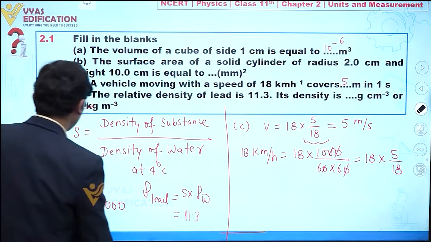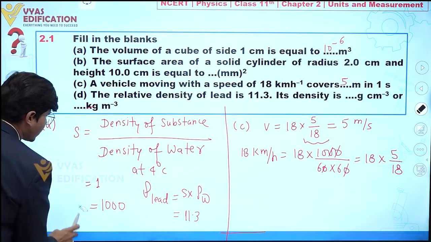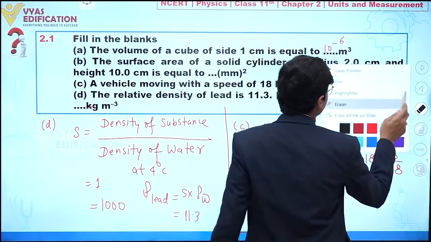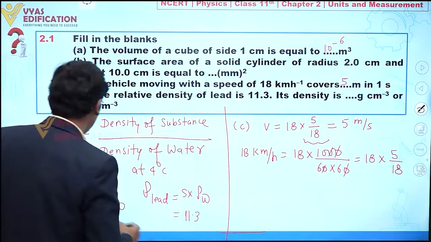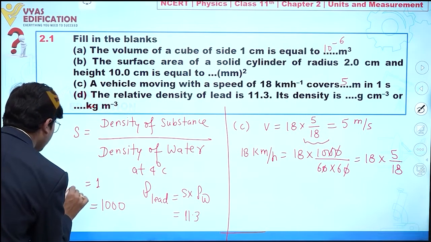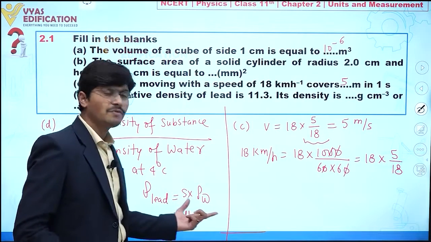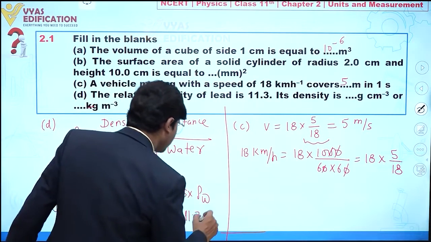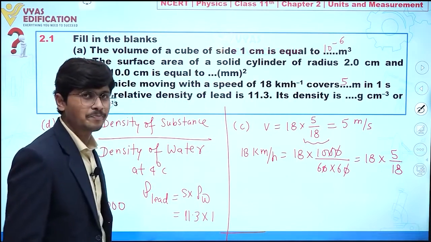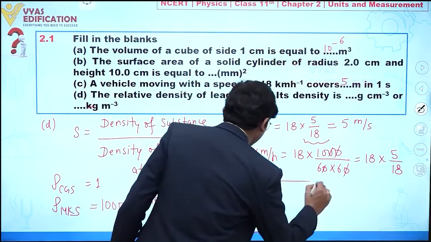Yes, actually this value is given to you. This is the value of the density of water. Clear? The density of water in the CGS form, and in the MKS form. So now if we want to convert into gram per centimeter cube, we will multiply it with 1.